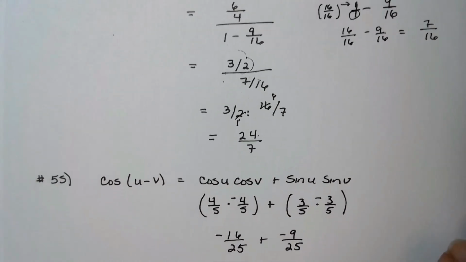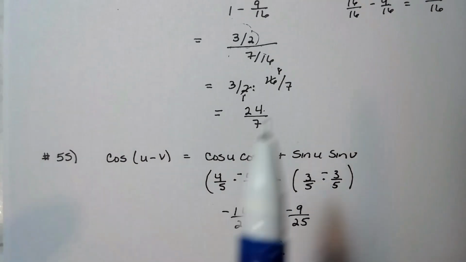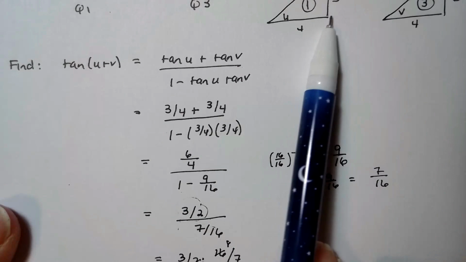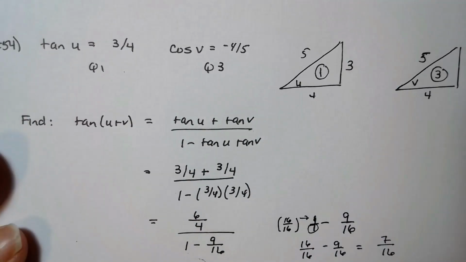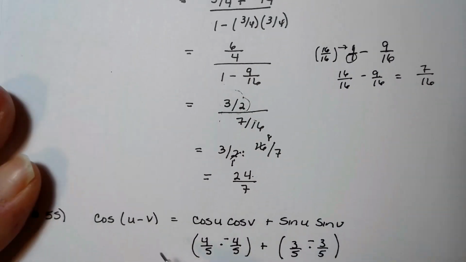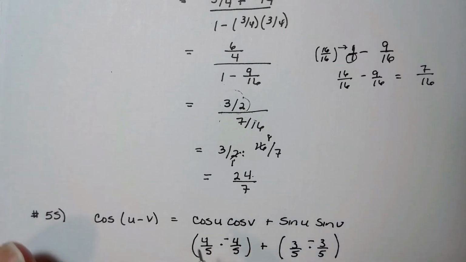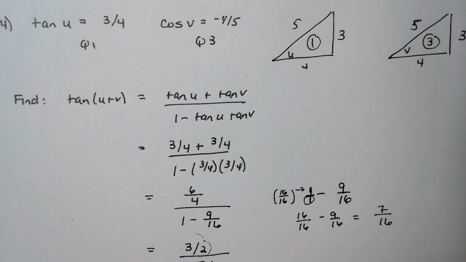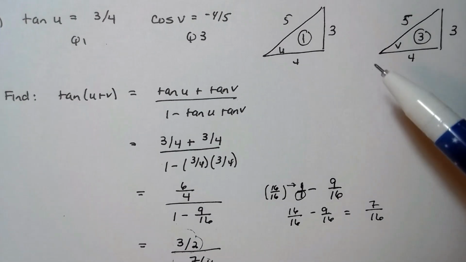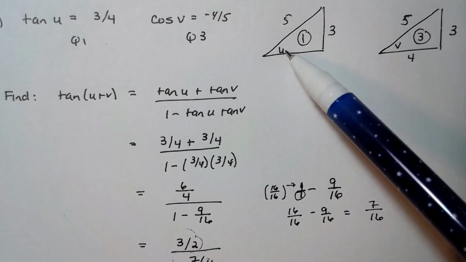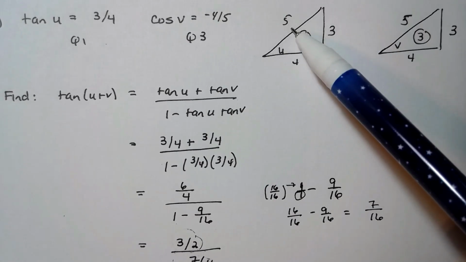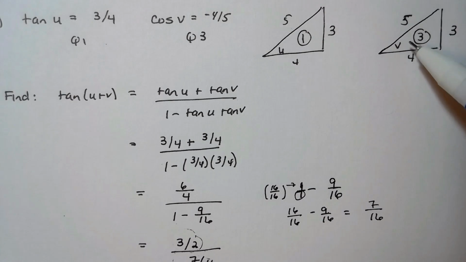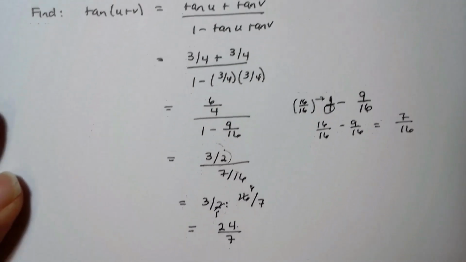In number 55, we're still using these same triangles and the same information, but now they want the cosine of u minus v. The difference formula for the cosine is cosine u cosine v plus sine u sine v. Looking at my triangles, the cosine of u is 4/5, so I plug that in for the cosine of u. The cosine of v is 4/5, but it's negative because it's in quadrant 3.